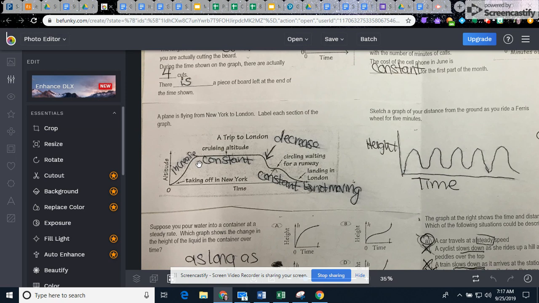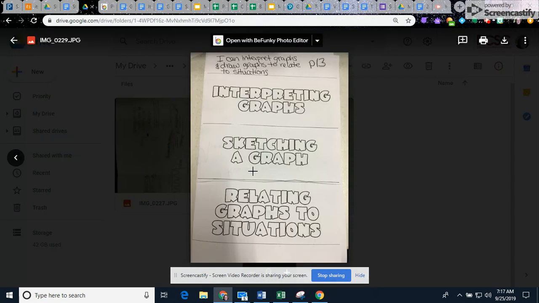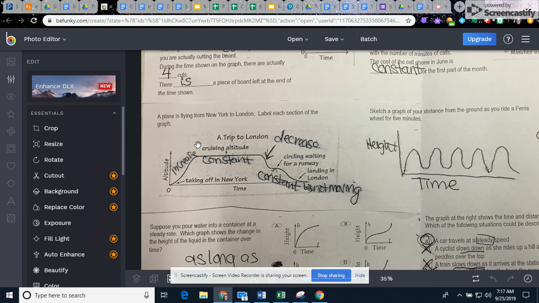Looking here, now we're in the middle little section. So it was going to be the sketching a graph section. So when you open that tab, you're going to see that a plane is flying from New York to London and label each section of the graph. So what's already labeled for you would be like the story piece, what's happening in real life. So here's where they're taking off in New York, and then the altitude is increasing until they get to their cruising altitude, and that's when the pilot says, you may unbuckle your seatbelt, but if you're going to be sitting, keep your seatbelt on just in case we hit unexpected turbulence.